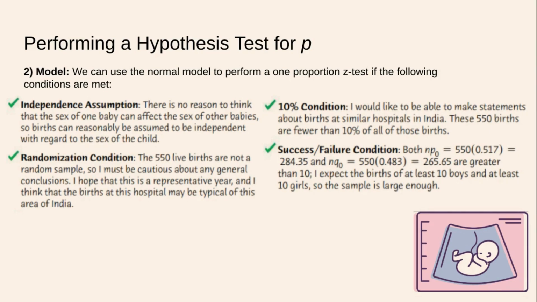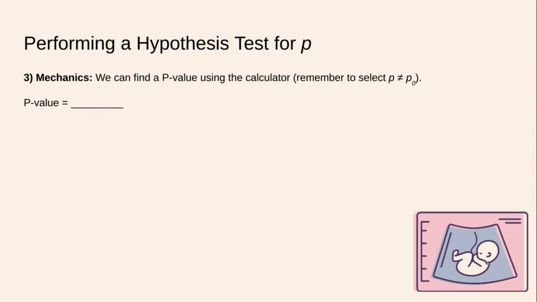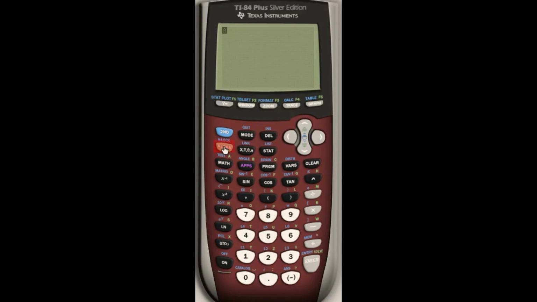Now I need to find a p-value, and here's where we will need to go to the calculator. Let's go to the calculator here. We will need to go to stat, then tests, and go down to one prop z-test. Here we go. So we have our P sub 0 value, and that's going to be that 0.517 number. And now we have X. This is the number of observed successes. In this case, that would be male births.